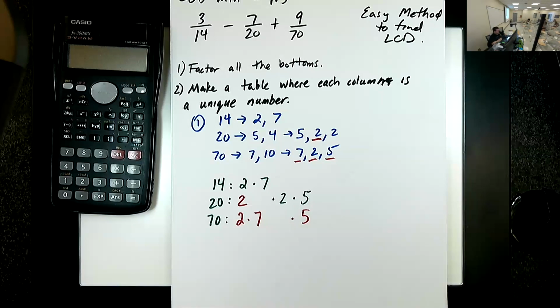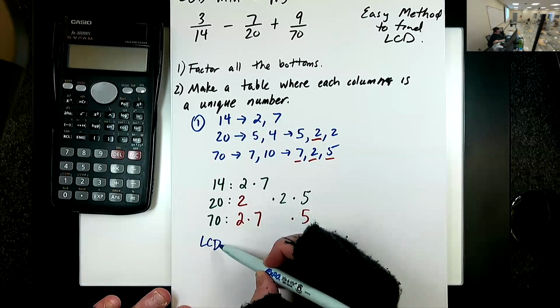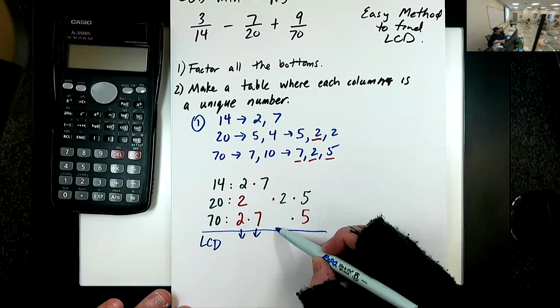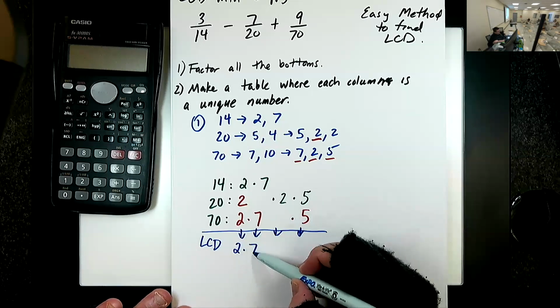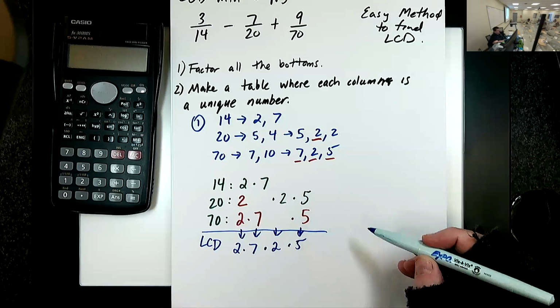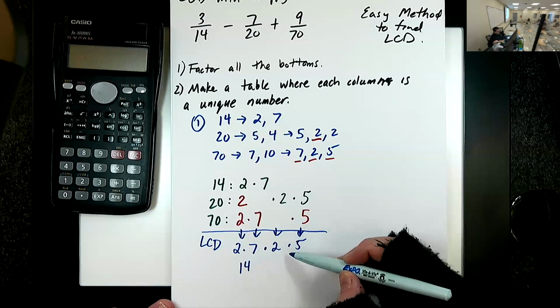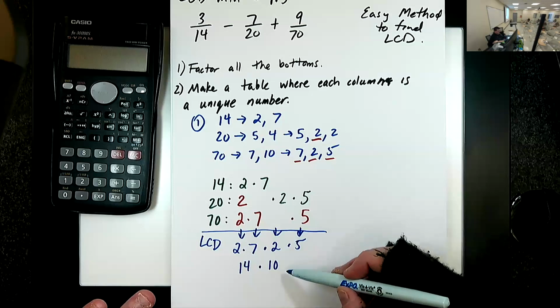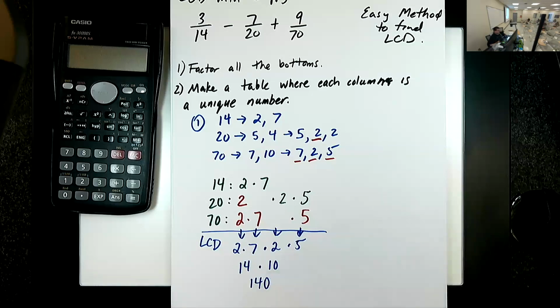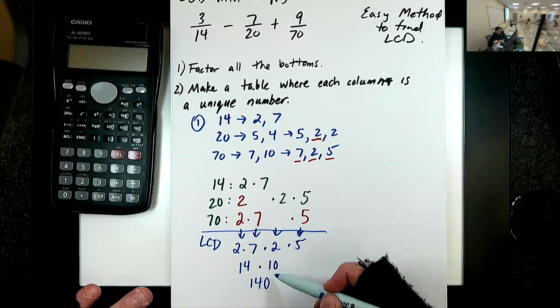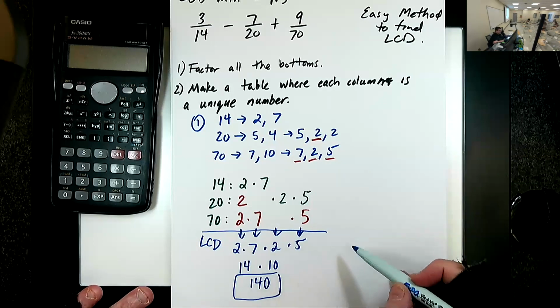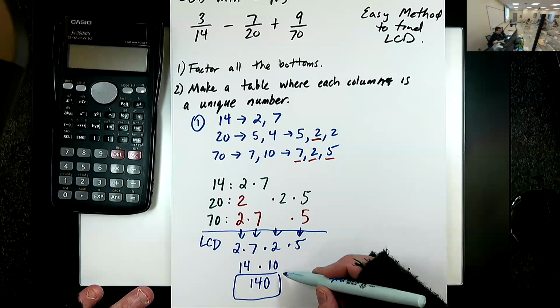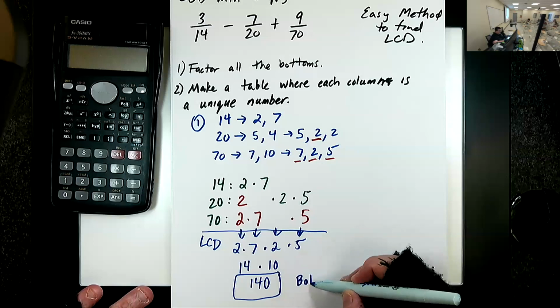The LCD is you take 1 from each column and multiply them together. 2 times 7 times 2 times 5. 2 times 7 is 14, and 2 times 5 is 10. 14 times 10 is 140. That's my LCD. Which means this is the bottom I'm going to use for all the fractions.